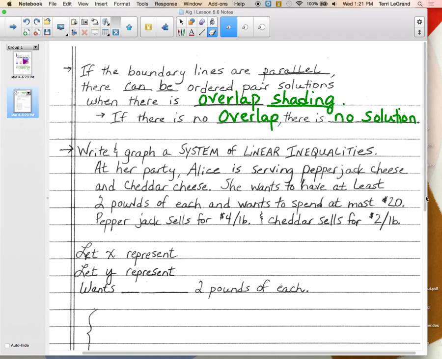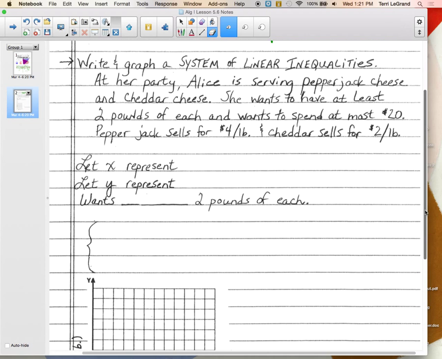Okay? Let's go on to now our other part that we have to do today, which is set up our own system of linear inequalities and then graph it. So we have this party Alice is having. She is serving pepper jack cheese and cheddar cheese. She wants to have at least 2 pounds of each. Apparently she knows she's already going to eat 1 pound of each. And wants to spend at most $20. Pepper jack sells for $4 a pound and cheddar sells for $2 a pound.